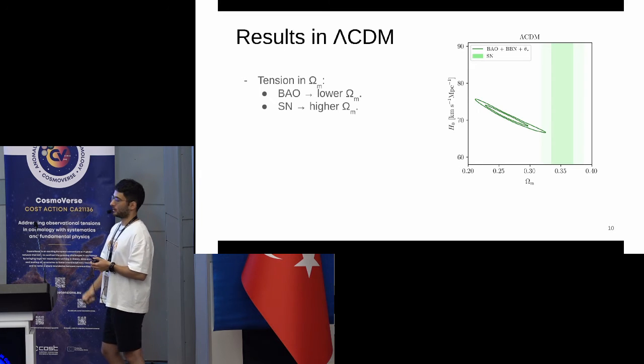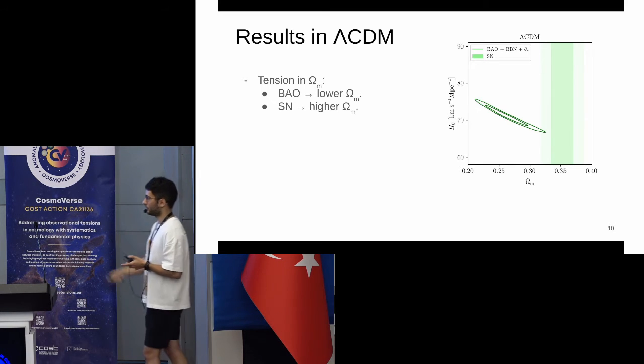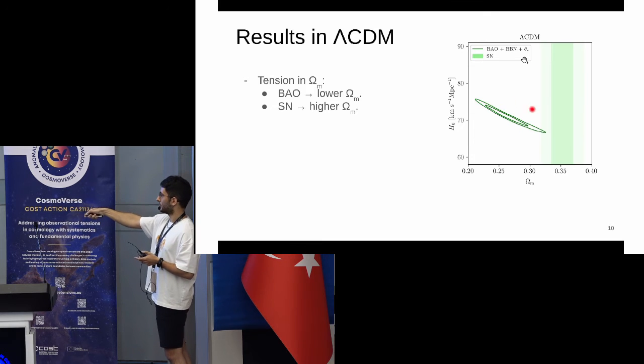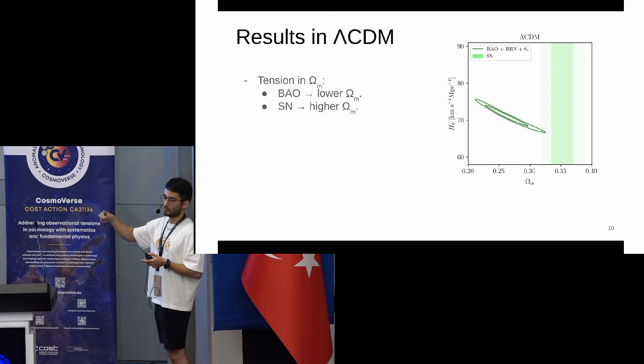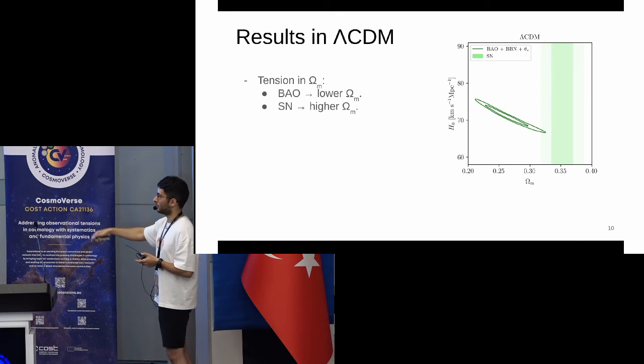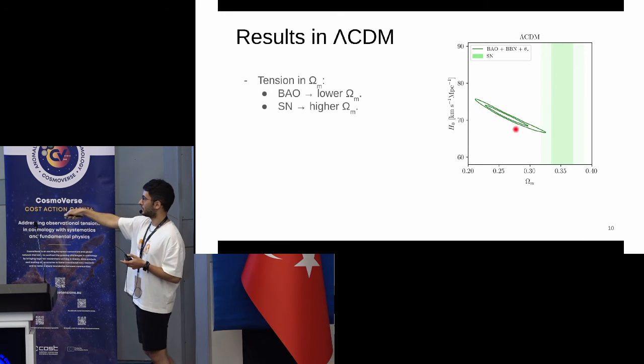First, I will start in Lambda CDM, and then we will move to extended models. So in Lambda CDM, first, what we usually hear is the Hubble constant and omega m. And this green contour here is the combination of BAO, BBN, and theta star. So when we combine the three of them, we can already constrain relatively well H0 and omega matter. And what you can see is that there is a tension with the results from supernovae.